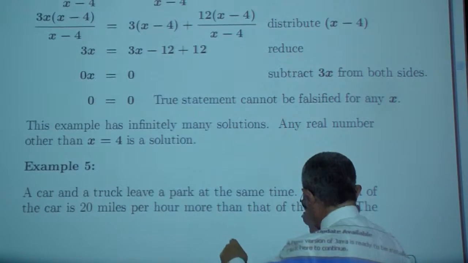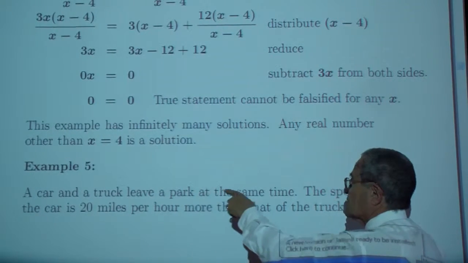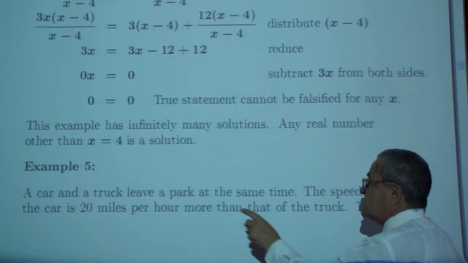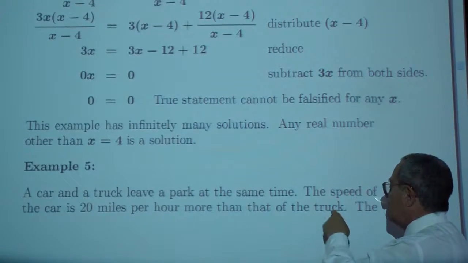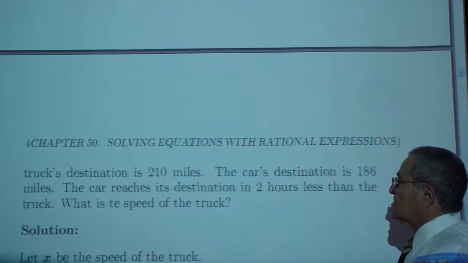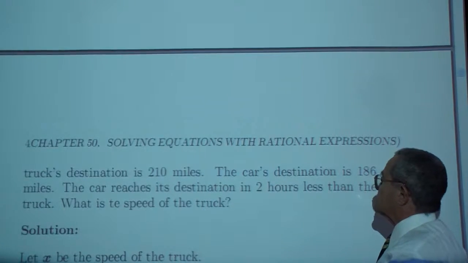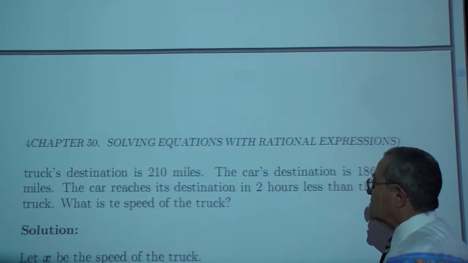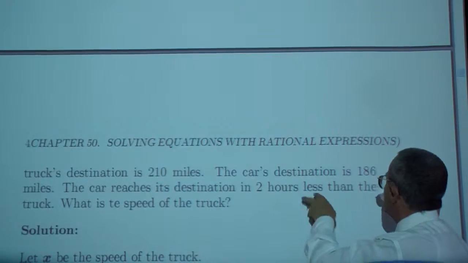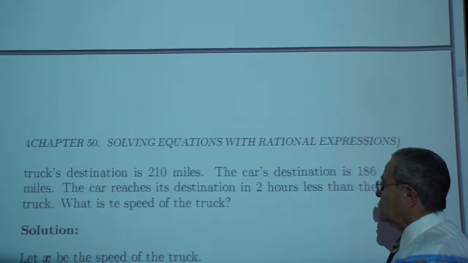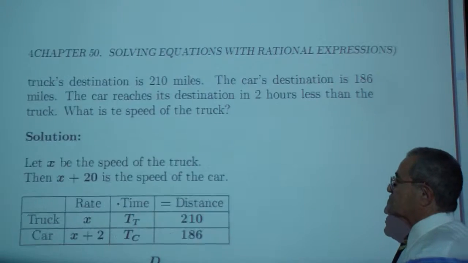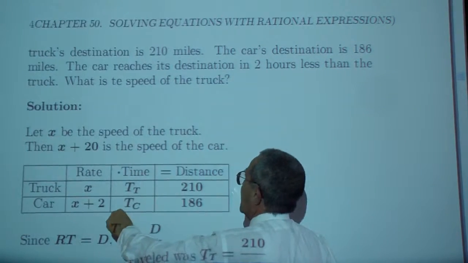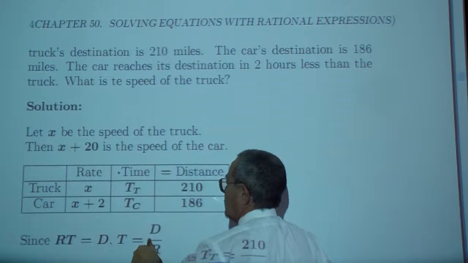And then we have a car and a truck leave a park at the same time. The speed of the car is 20 miles per hour more than that of the truck. The truck's destination is 210 miles. The car's destination is 186 miles. The car reaches its destination in 2 hours less than the truck. What is the speed of the truck? Well, we know the answer. The speed of the truck is 20 miles per hour. The speed of the car is 20 miles per hour more.